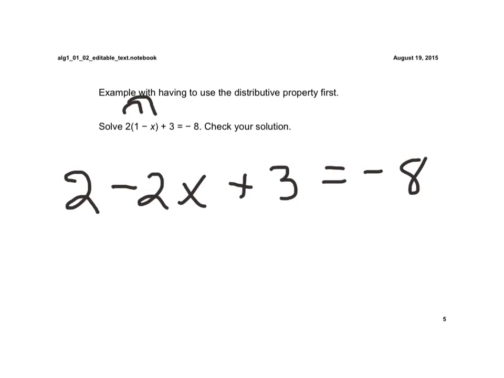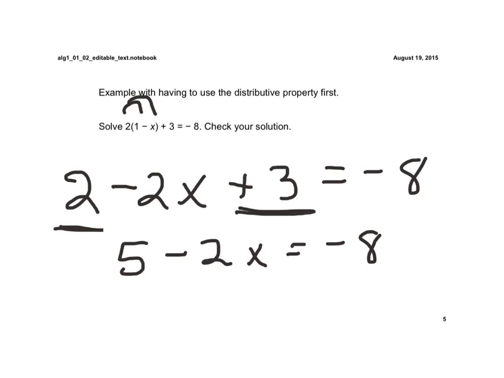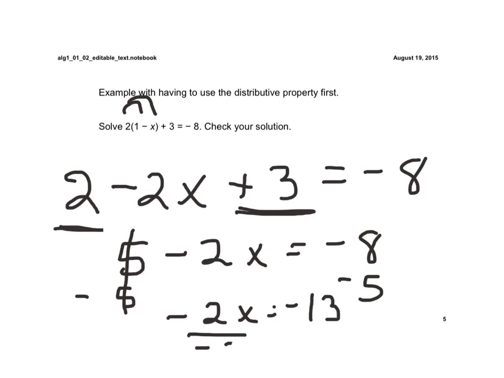Now we have to combine our like terms. This 2 and this 3 are like terms, which gives us 5 minus 2x is equal to a negative 8. And now we're down to a two-step equation again. We're going to subtract 5, because that's a positive 5, so to get rid of it, we subtract 5. We have negative 2x is equal to a negative 13. And we divide by a negative 2. And we get x is equal to, and we're allowed to leave it as an improper fraction of 13 halves, the negatives go away, or you could change it into a mixed number of 6 1/2.